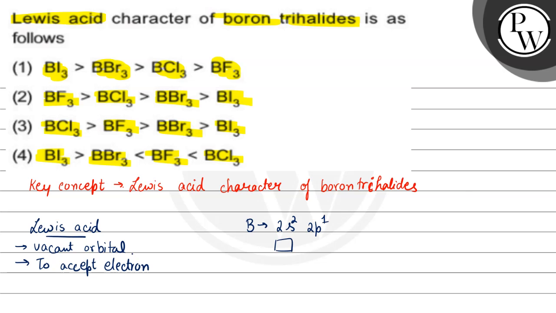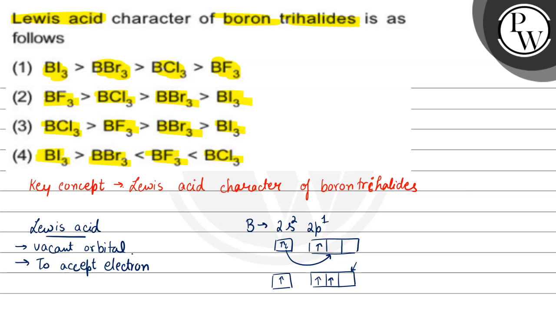Boron has 2 electrons in the s orbital and 1 electron in the p orbital. In boron trifluoride, one of the electrons of the s orbital gets excited to the 2p orbital, resulting in the configuration 2s1 2p2. So in this configuration there is one vacant p orbital which can accept electrons readily from any Lewis base.